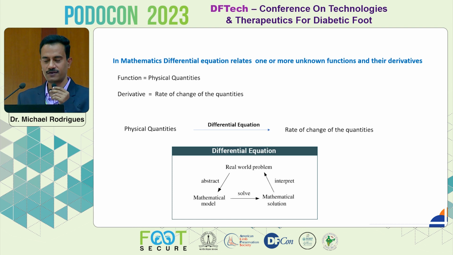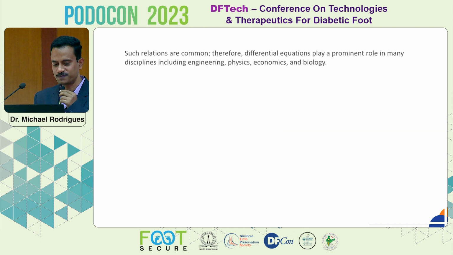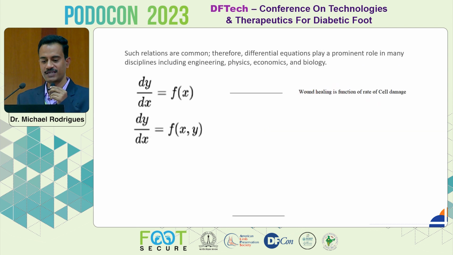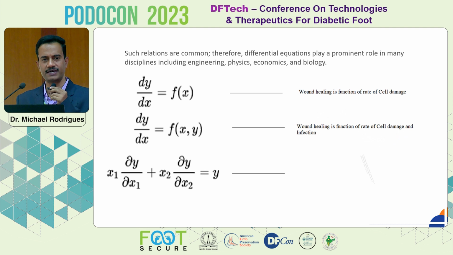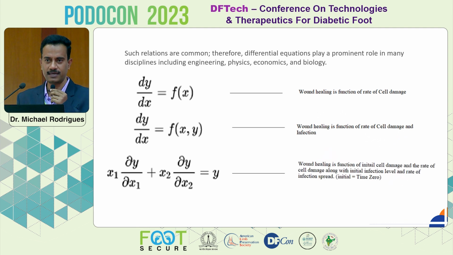So in real life, what we do is take a small abstract, put it into a mathematical model, find a solution and apply it in real life, and then this keeps on going. This is called a differential equation, and it plays a prominent role in every discipline. My attempt here is to bring to your attention that diabetic foot ulcer is a differential equation.